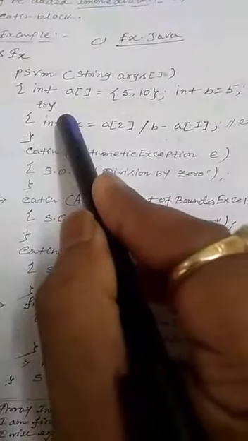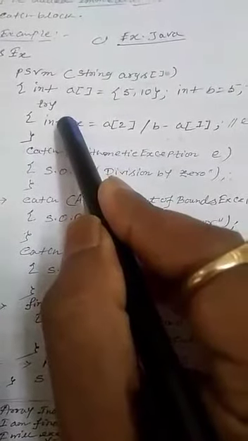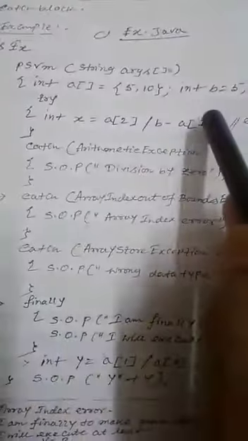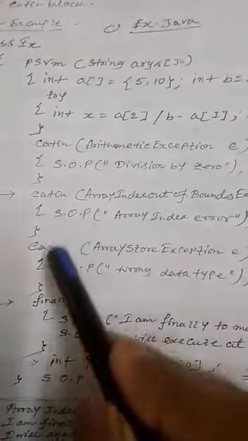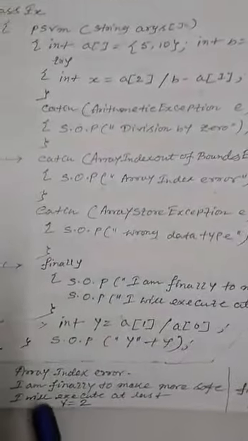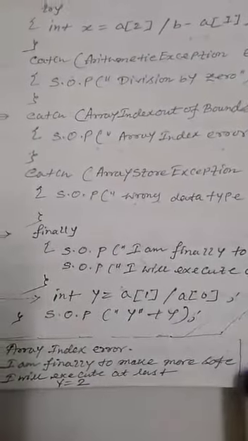So try will create the exception object, and it will be caught here, and this output will come. After that, the program will proceed. There will be no abrupt termination of the system. Finally block will print "I am finally to make more safe" and "I will execute at last". It will print, and then the value of y will be printed as 2 uninterruptedly.